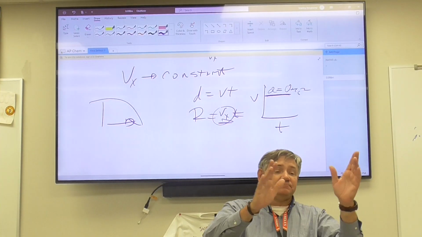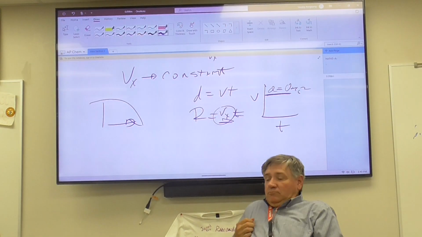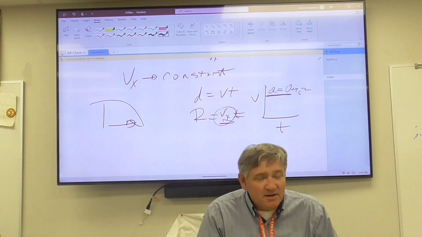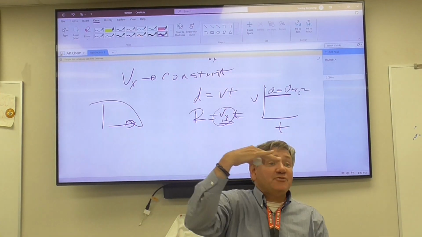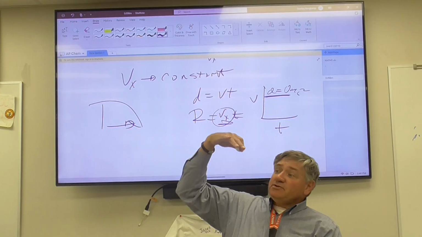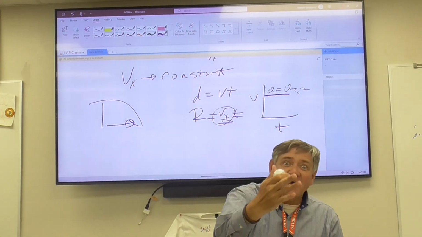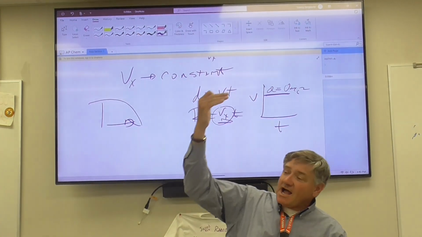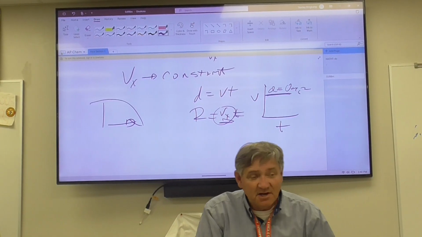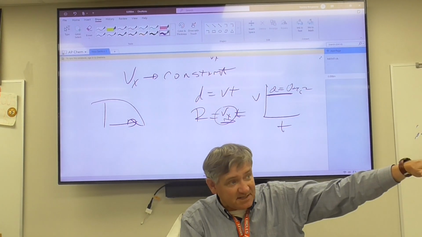Now, throw it back. Pause. My bad. So, now, when I throw it, is it going to accelerate in the vertical direction? Yes. Why? Gravity. I have an unbalanced vertical force, but I don't have any forces acting in the x direction.